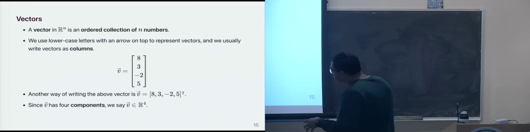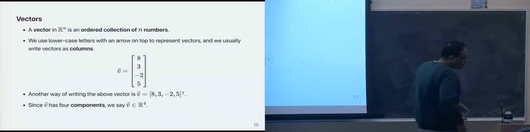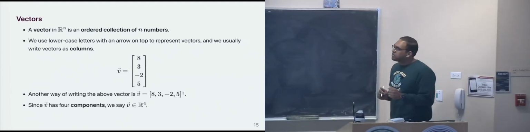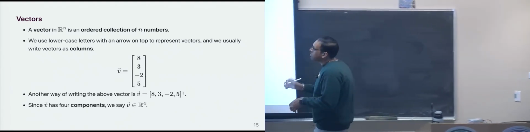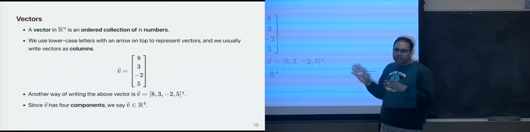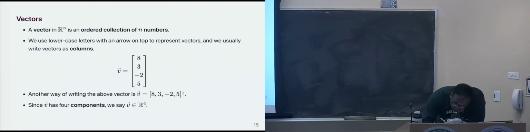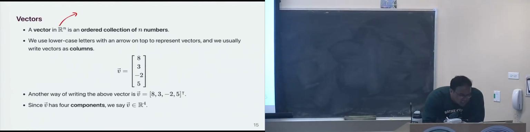Okay, so we will get to that definition of a vector in just a second. But for now, I want you to think of a vector as being an ordered collection of n numbers. So it matters that it goes 8, then 3, then -2, then 5. The order is important. Just some terminology here. What is this fancy R symbol? What does it represent? Real numbers, good.